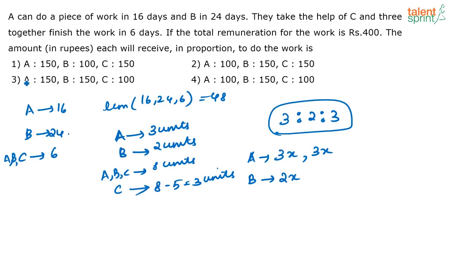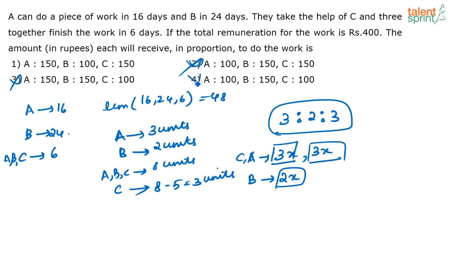If you look at option 3, here A and C are getting different values. According to what we have got, A and C should get the same values. So this option is not correct. Similarly, option 2 also is not correct because A is getting 100 rupees, C is getting 150 rupees. So this option is also eliminated. You are left with 2 options. Now we can very clearly say that the amount B gets is definitely lesser than the amount that C will get and the amount that A will get.